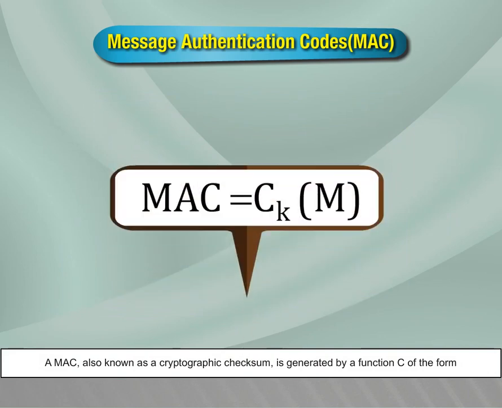A MAC, also known as a cryptographic checksum, is generated by a function C of the form MAC = CK(M).